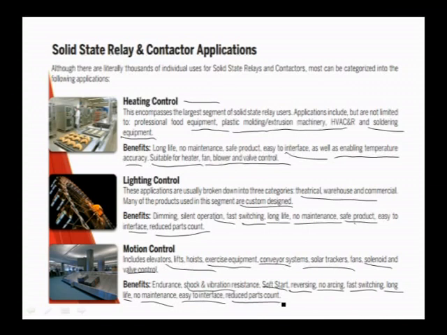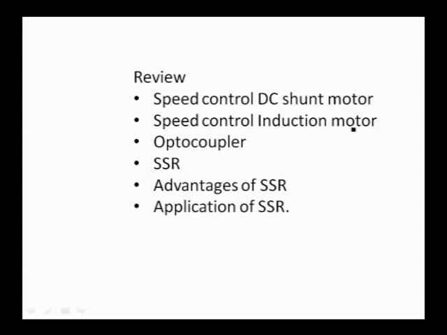Heating control means air conditioning, soldering, food equipment and heating. Lighting control includes industrial lighting, commercial lighting and all lighting controls. Motion control includes elevators and lifts. That is why three broad categories are listed. So we have completed all the topics in the last, the 10th chapter.